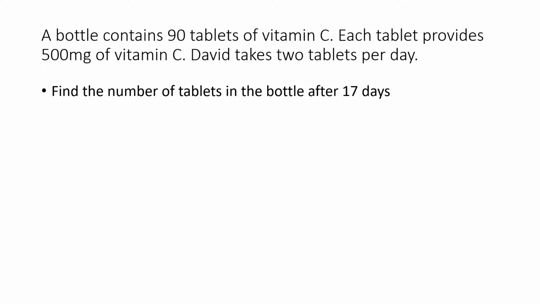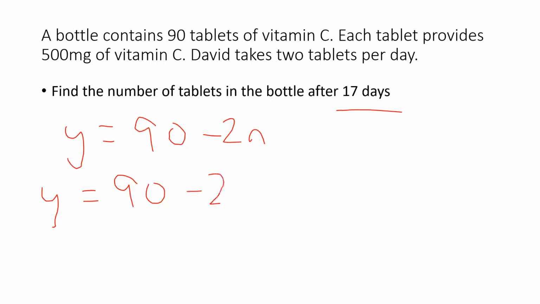So now that we have this formula, y equals 90 minus 2n, rather than trying to manually do this for each number of days I have, to find the number of tablets after 17 days, I can just say, well, n is 17 in this case, because that's the number of days. So that's 90 minus 2 times 17, and that will give me 55 tablets. And that's how I answer that question.